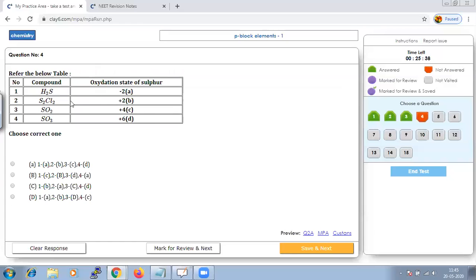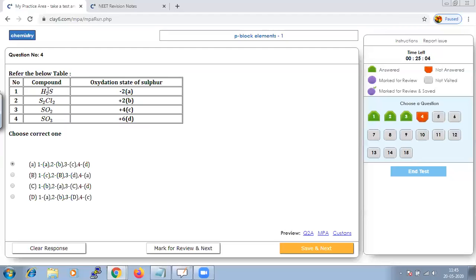Refer to the below table. It is simple: for each element we have to calculate the oxidation number, or you can say the oxidation number of sulfur, and match accordingly. We all know the formula for calculating the oxidation number. Sulfur exists in different oxidation states because of its d orbital. So when you calculate the oxidation state of each, you could say that option A will be the right option.